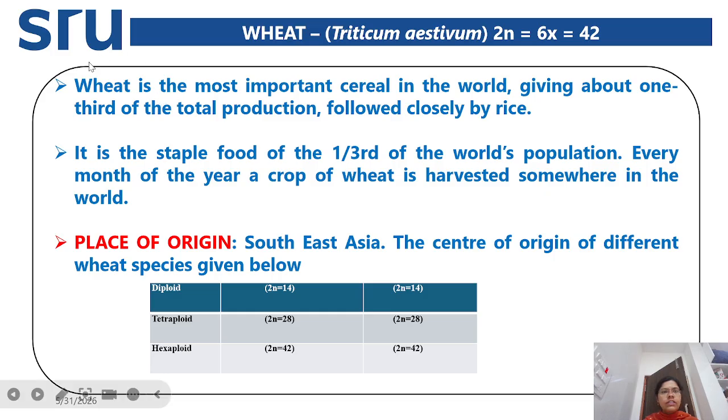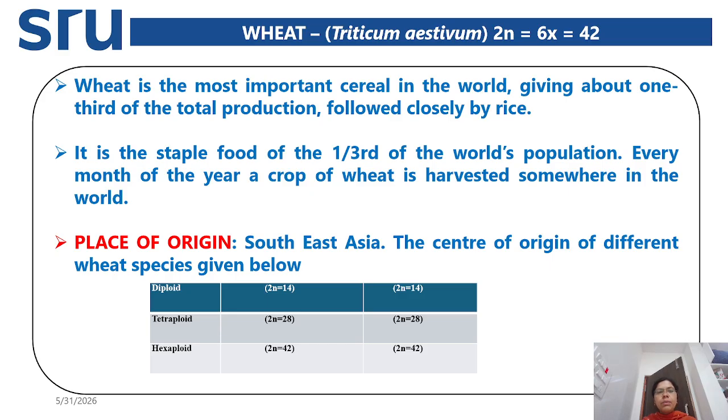Next, as we know, wheat is the most important staple food crop in the world. It gives around one third of the total production, which is followed by rice. And it is a staple food crop of one third of the world population. Every month of a year, the crop of wheat is harvested somewhere in the world. So it is considered one of the most important staple food crops in the world.